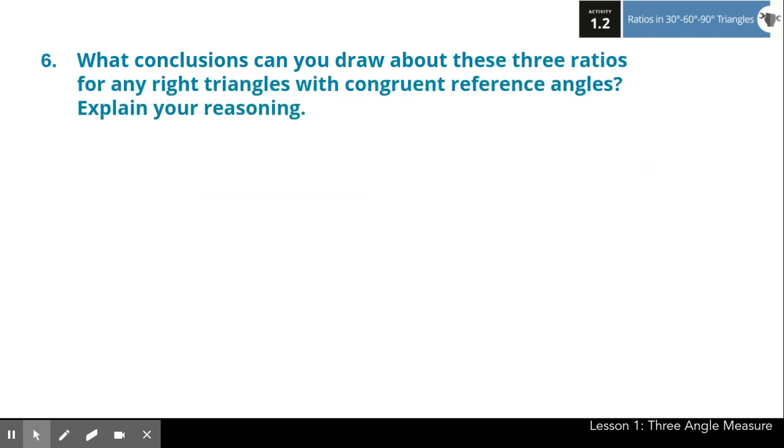Question 6, what conclusions can you draw about these three ratios for any right triangles with congruent reference angles? Explain your reasoning. So let's just chat about that. Any right triangles with congruent reference angles, if the reference angles are the same, then we know their ratios are going to be the same.